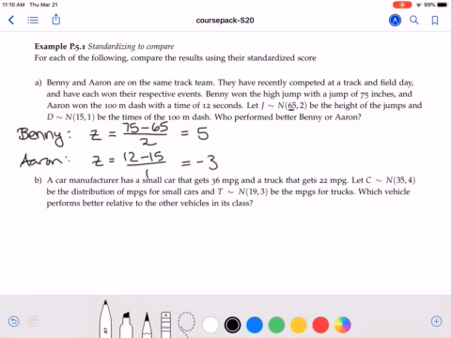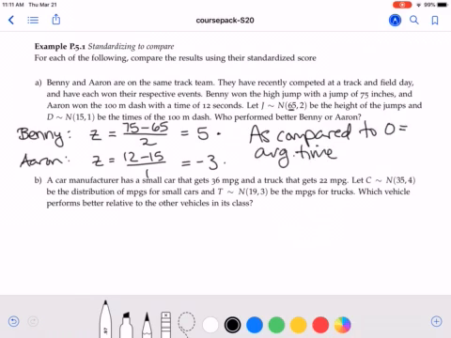When we're talking about the jump, we want to be above the average, so it's good that there's a positive here. And then when we're talking about the 100-meter dash, we want to be faster, or a smaller time than average, so that's why we have a negative here. A z-score of 0 would be average, and so as we deviate from 0, that is more extreme. So as compared to a 0, which would be an average time, what we're seeing is that 5 is more extreme. And so in that sense, the answer to who performed better is Benny.